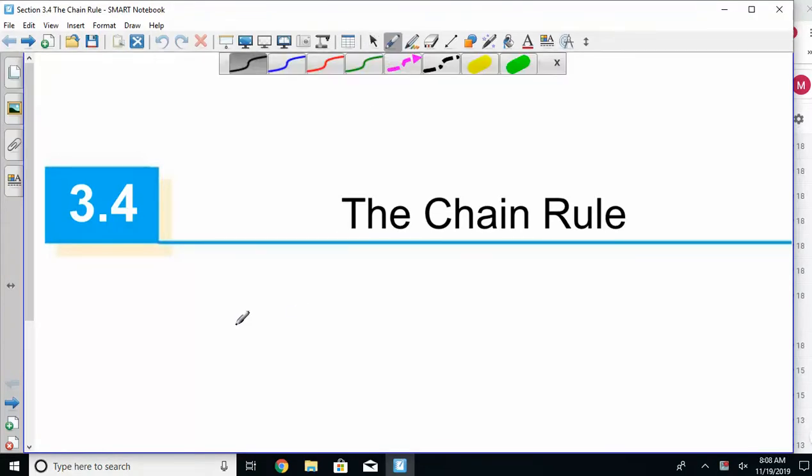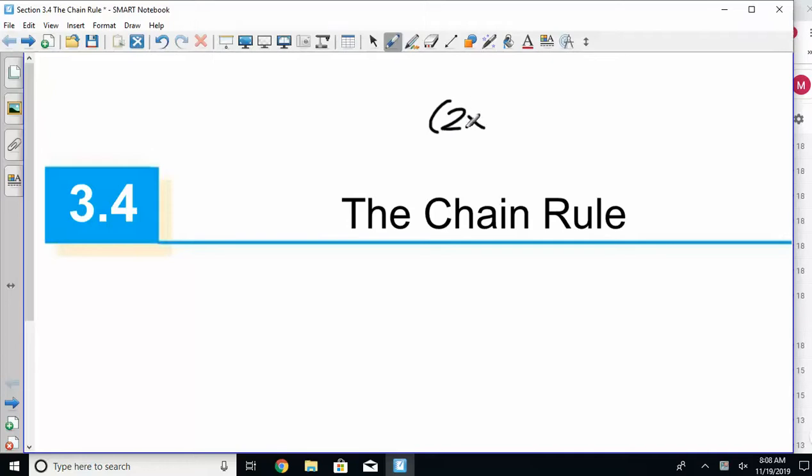So the next piece we're talking about is the chain rule. This is another shortcut to allow us to do the derivatives of some uglier things that we haven't been able to do in the past. For instance, if I gave you something like (2x - 4) to the 4th power, what would you have to do to be able to do the derivative of that?